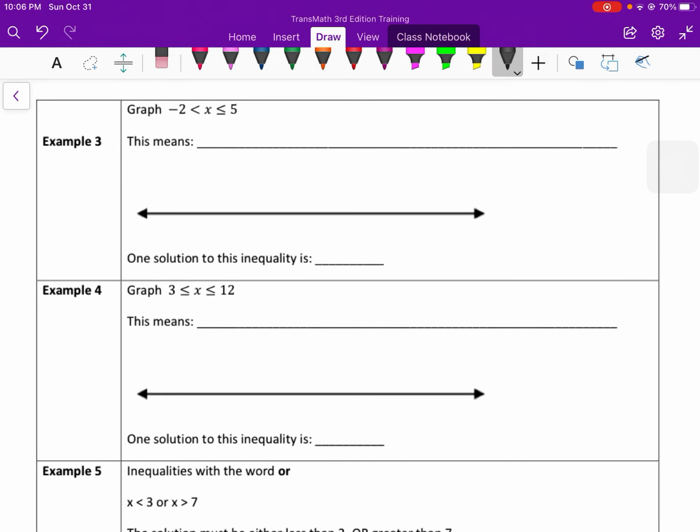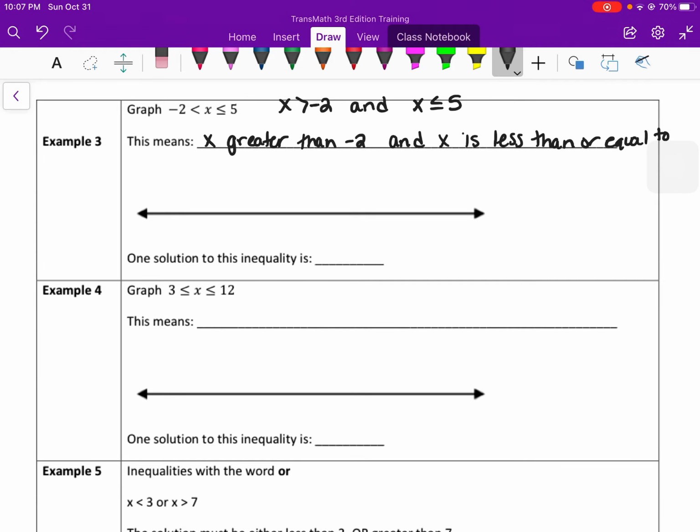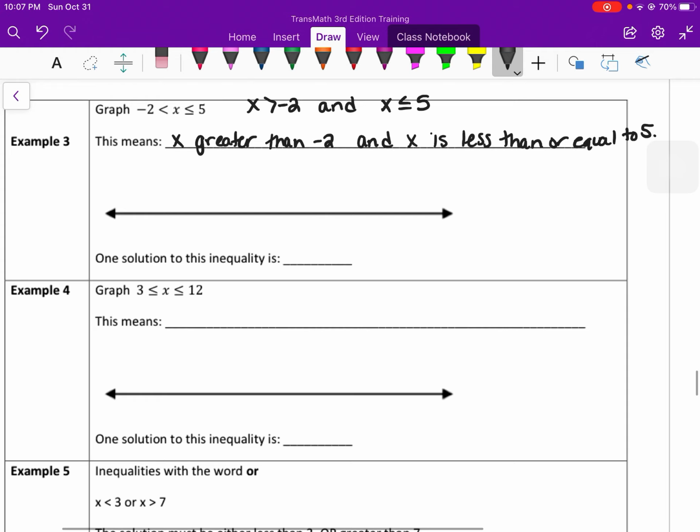Okay, this one, if we read it from the inside out, means x is greater than -2 and x is less than or equal to 5.